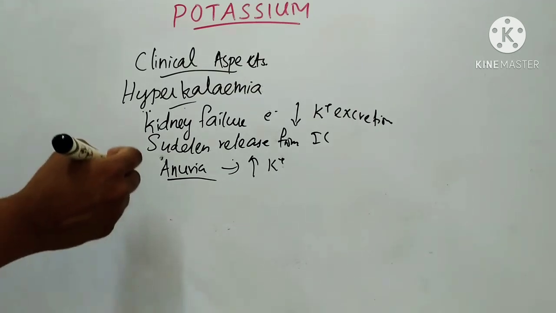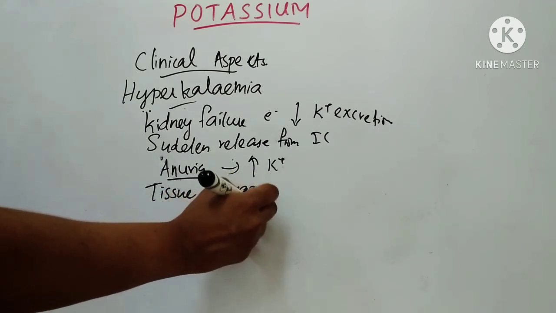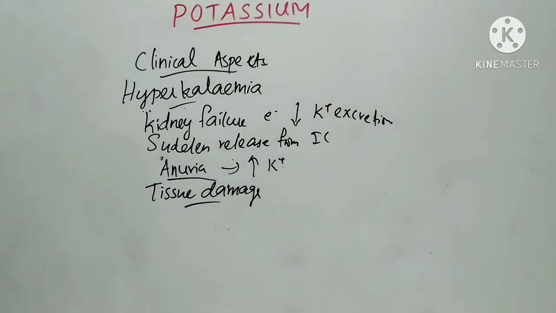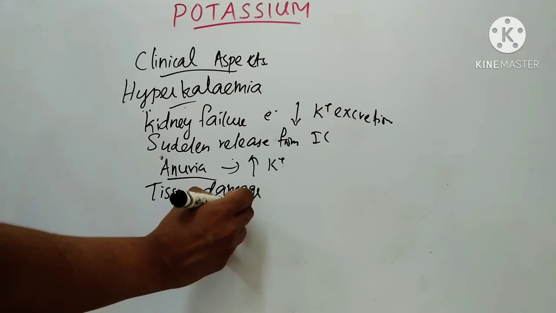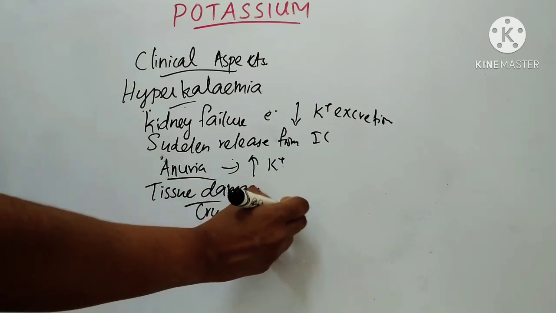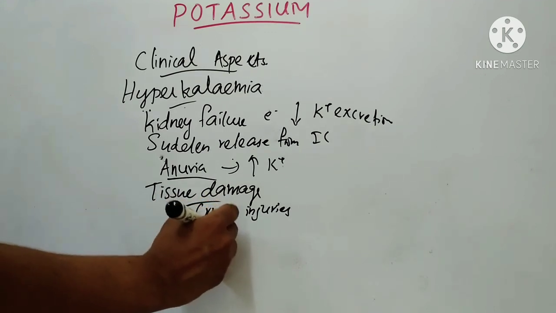The next condition is tissue damage. Damage to body cells results in release of cell contents, including potassium, into the extracellular fluid. For example, crush injuries with damage to large volumes of muscle tissue, and also in the case of massive hemolysis.